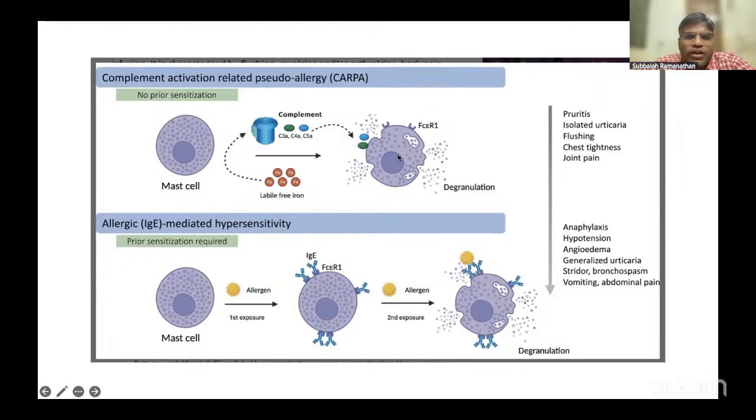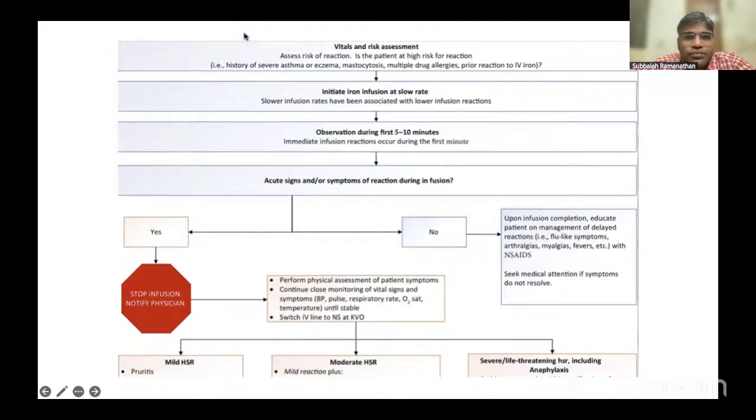Only second generation antihistamines are advised for CARPA, because first generation antihistamines can convert it into a serious reaction. It's better to give some loratadine or cetirizine for CARPA. Most often it would not need anything. Just reassure the patient, monitor vitals, stop the infusion, give some fluids, reassure the patient, and it'll settle. Then you can just finish off the infusion.